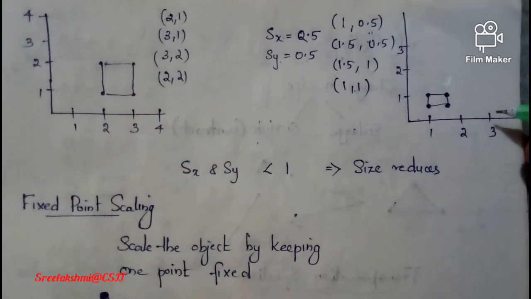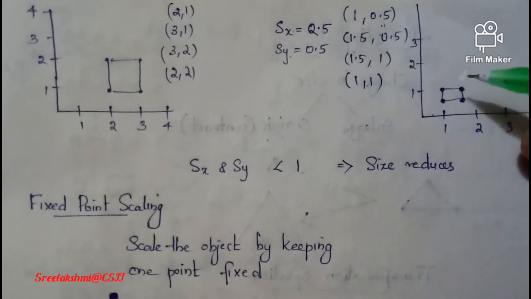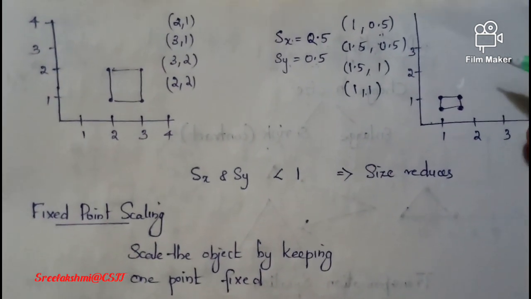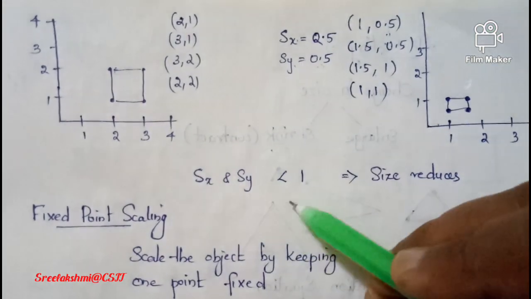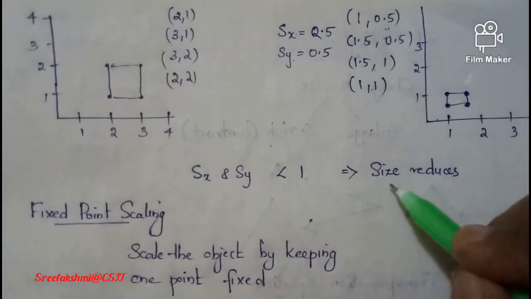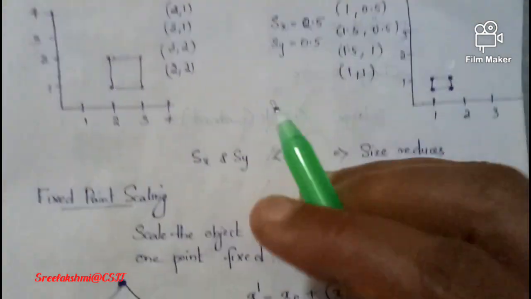So when the scaled points got plotted on the graph, what do we observe? Size of the object reduced. So this is all. When Sx and Sy values are less than 1, then the size of the object will reduce. So what are the things that we learned today?